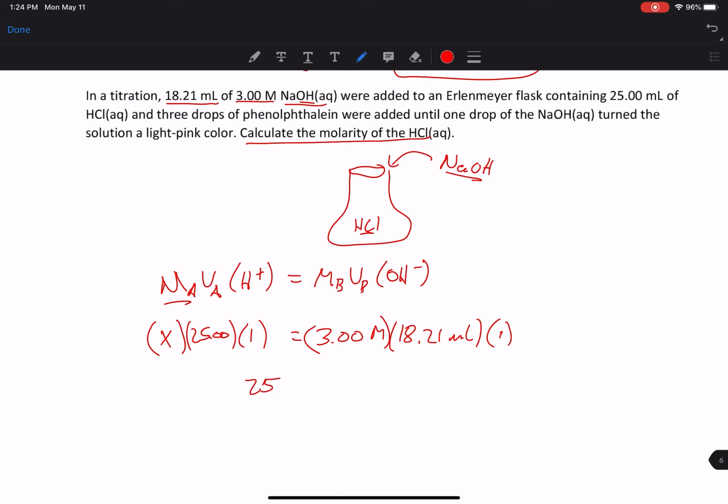So we're left with 25X is equal to 54.63, and then X is equal to 2.19 as your molarity.